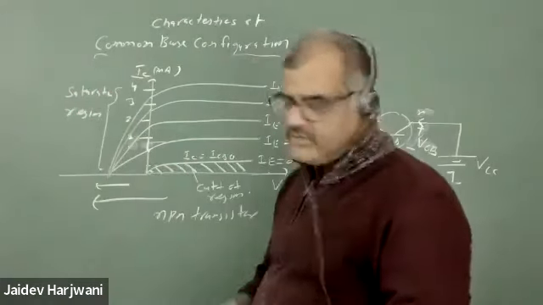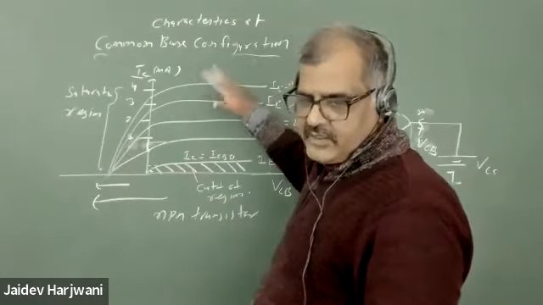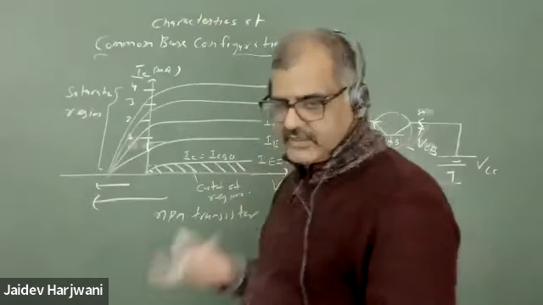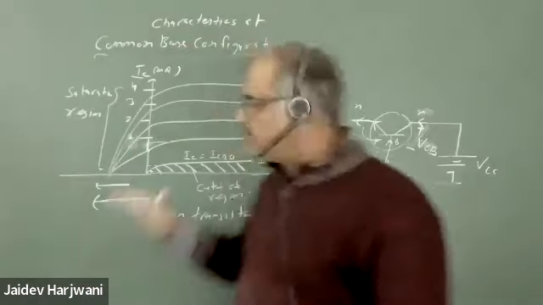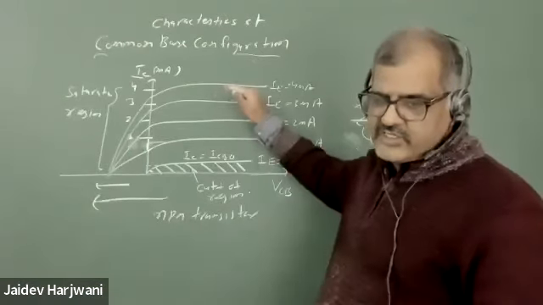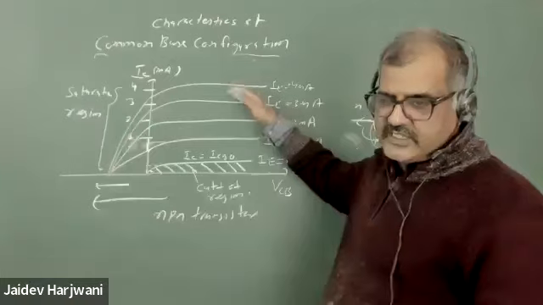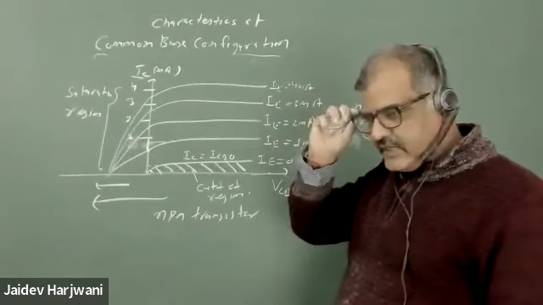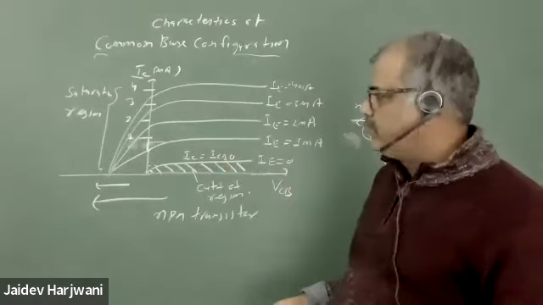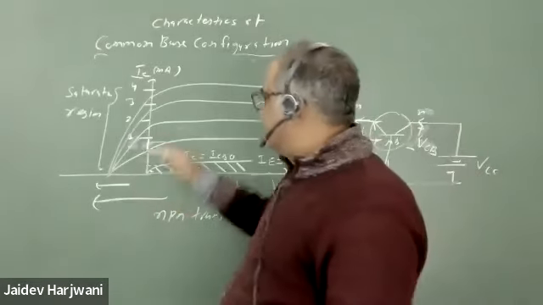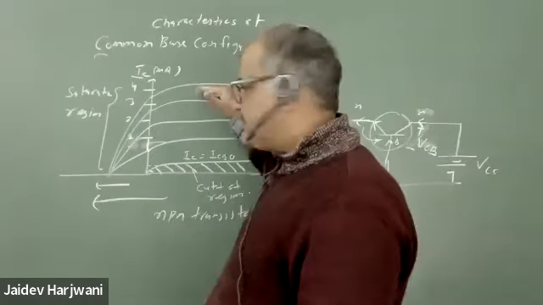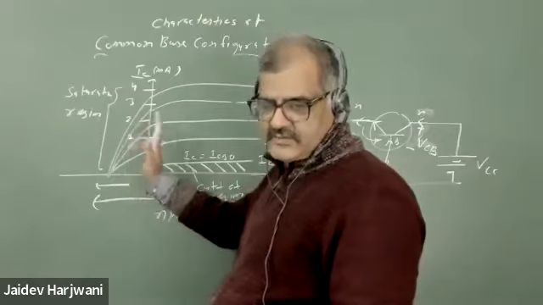Now please do not confuse: this is a constant IC value, depending on the IE that you apply. This is not saturation. Saturation region means when your switch is on, and the resistance is very low. So what will happen? This part has a very high resistance, but this part has a very low resistance.